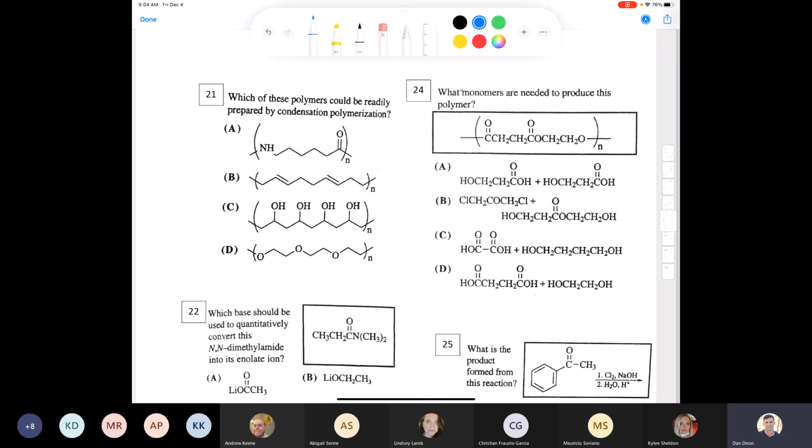Number 21, hey, something near and dear to our hearts, right? Polymers, something that we just looked at the other day. So question 21, which of these polymers could be readily prepared by condensation polymerization? So which one of these would not be an addition polymer, but rather a condensation polymer? I'll give you a second to look at it.